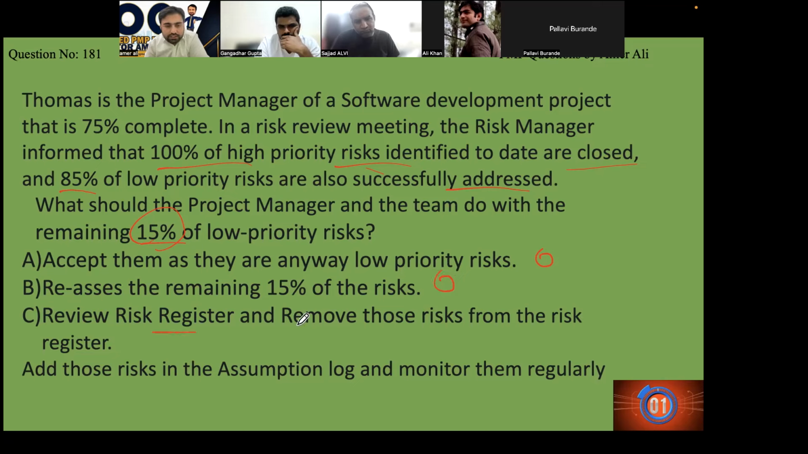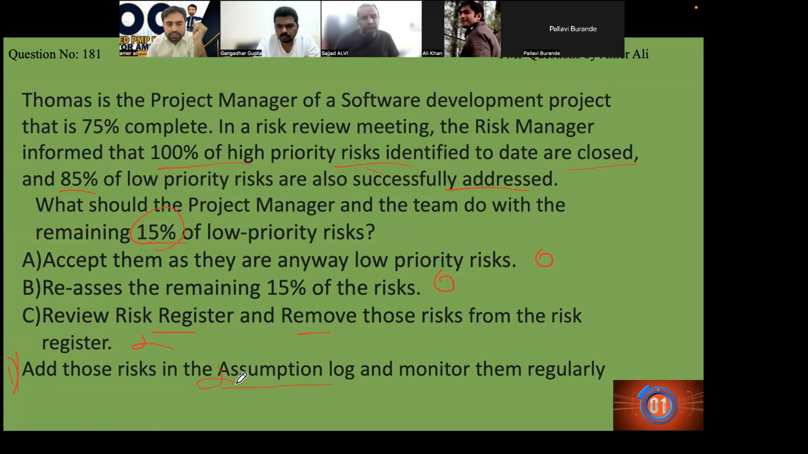Review risk register and remove those risks from risk register. I don't think so. We are not going to remove them at this time. Add those risks in assumption log and monitor them. Why would we do that? Why would we put in the assumption log? Assumption log comes first. We made it along with the project charter, and then the risk register comes, not the otherwise.